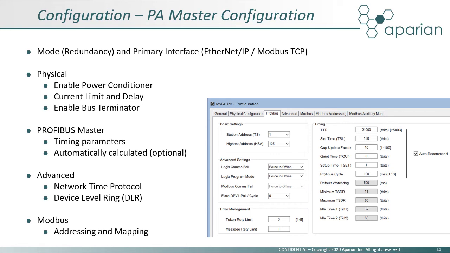Next, set the physical parameters, setting the power conditioner and bus terminator enables, and bus current trip limits. There are a number of PROFIBUS timing parameters that can be configured, but the software will automatically calculate recommended values. Where required, the advanced settings, including NTP and device level ring, can be configured. Where Modbus has been selected as the primary interface, a number of addressing and mapping options are available to suit each application.